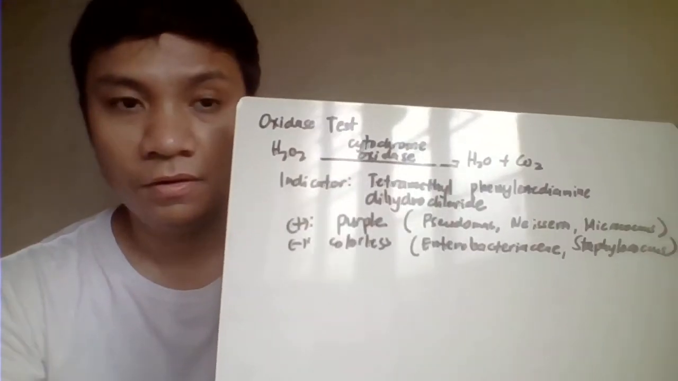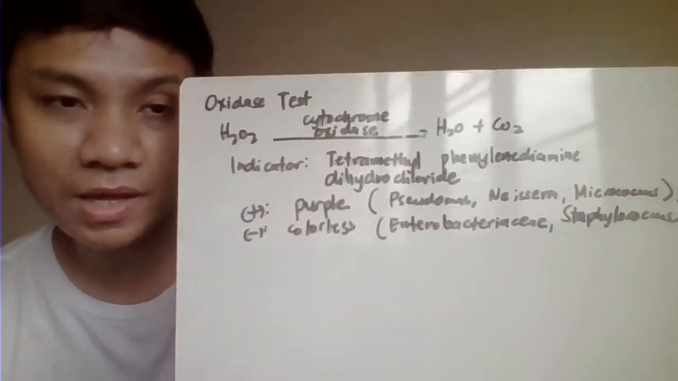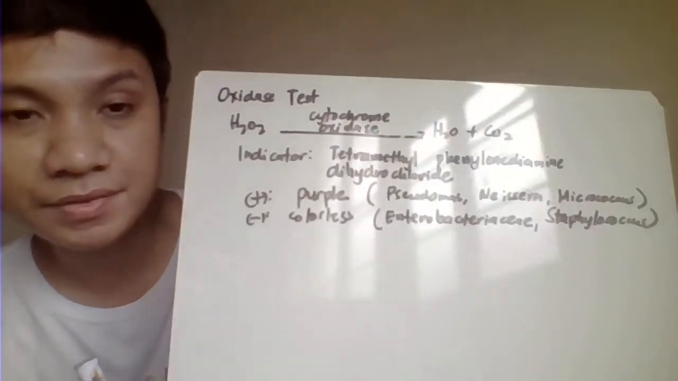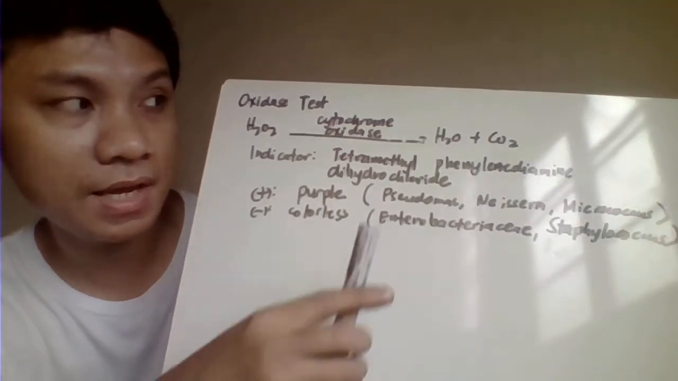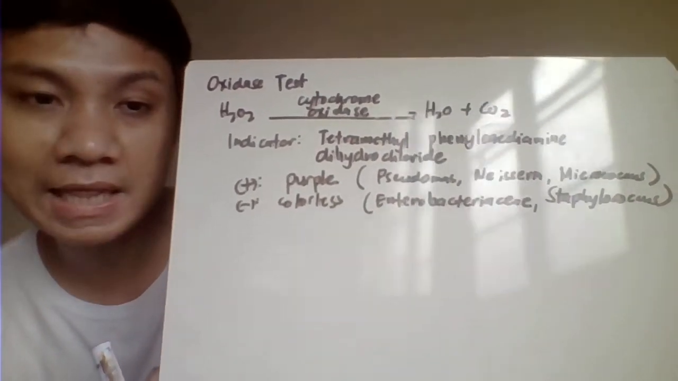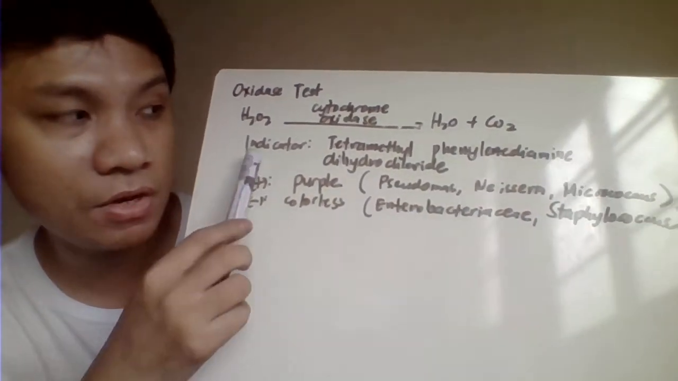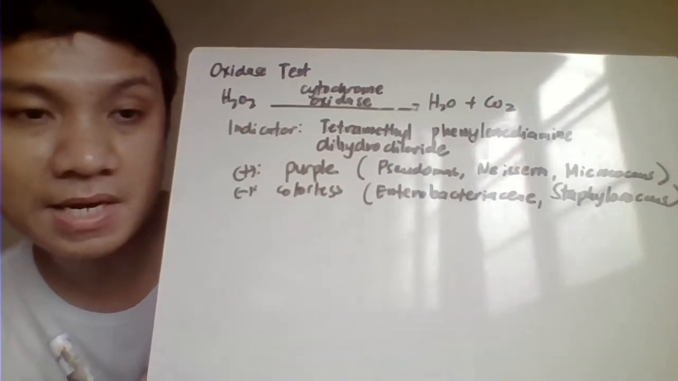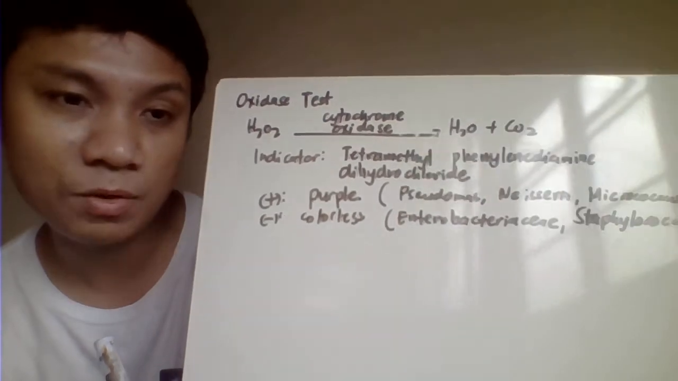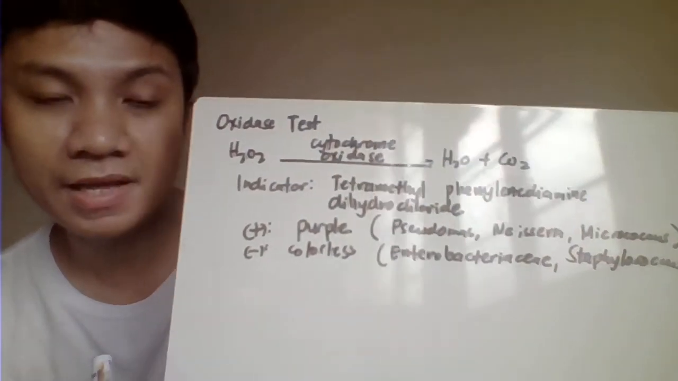Okay, another biochemical test, we have here the oxidase test. So this test would identify the enzyme cytochrome oxidase. The substrate is your hydrogen peroxide, converting that one to your carbon dioxide and water. So our indicator, we have tetramethyl-p-phenylenediamine dihydrochloride. Positive result is purple, which usually occurs in your Pseudomonas, Neisseria, Micrococcus. Colorless is the negative result that will be found here with your Enterobacteriaceae and your Staphylococcus. Okay, so thank you.